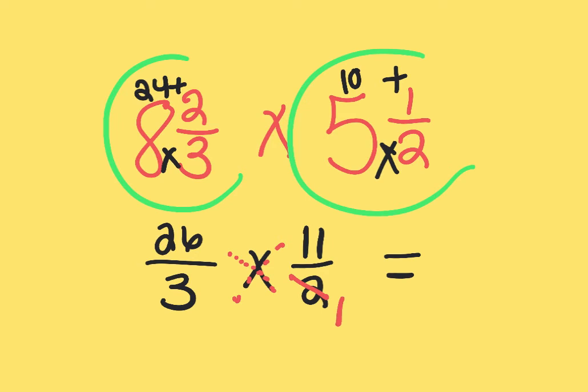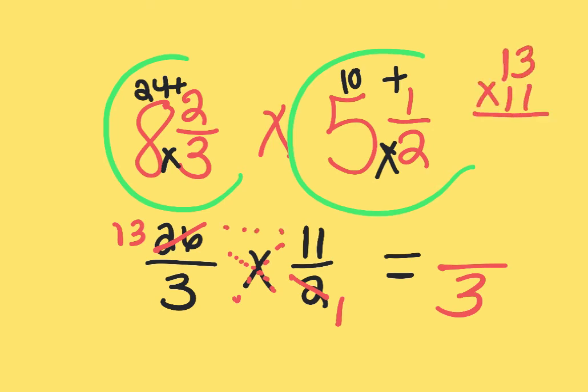2 will go into 2 once. 2 will go into 26 13 times. I can't crisscross with 3 and 11. So I know that 3 times 1 is 3. I don't know 13 times 11, so I'm going to have to work it out. Don't forget, take your time. You know how to multiply by double digits.